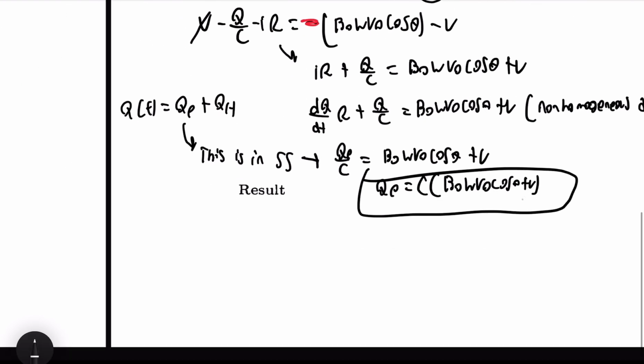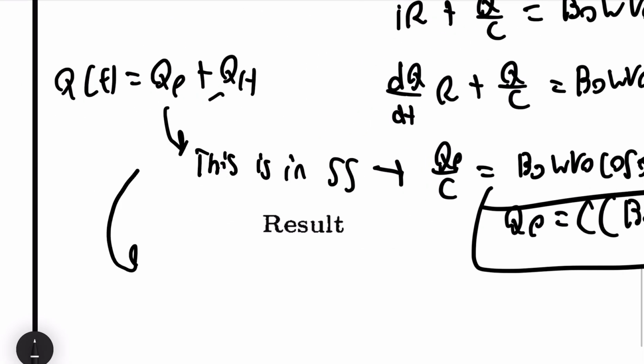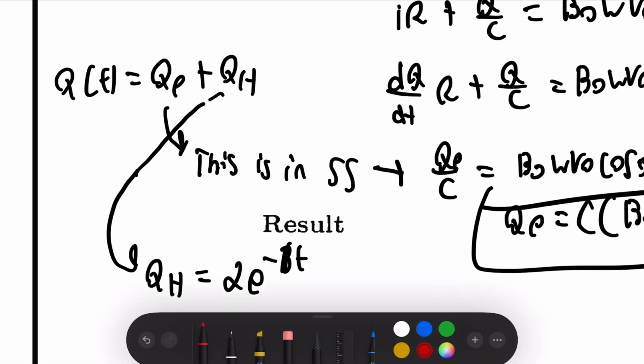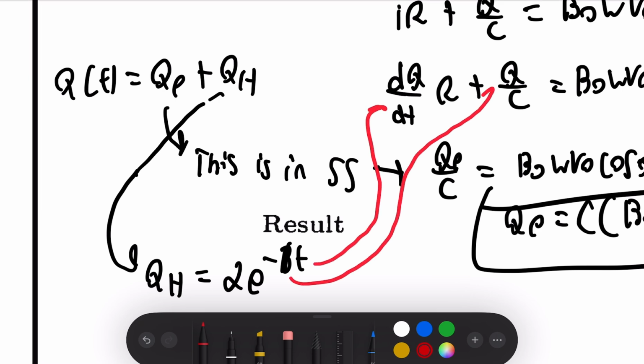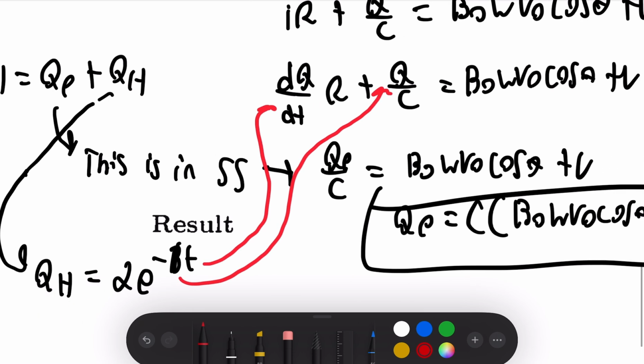Now for qh, we need to assume that q homogeneous has a solution of alpha e to the negative beta t. And basically what we're going to do is plug this in for any q's. So I'm going to plug this in here. I'm going to take a derivative in that case, and I'll plug it in for q here. And then I'm going to set this equal to 0 instead of the B naught stuff, because this is the homogeneous solution, which means it's equal to 0.